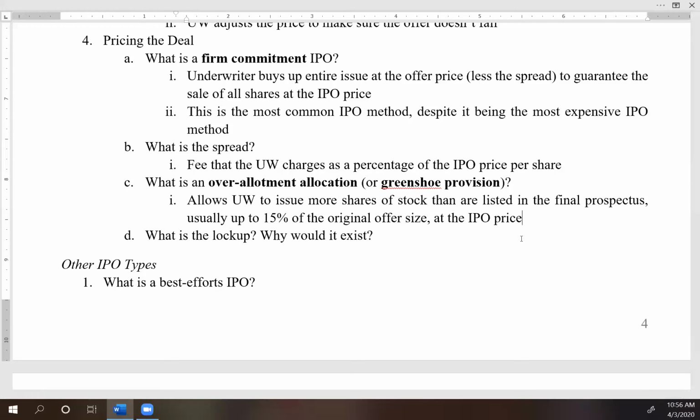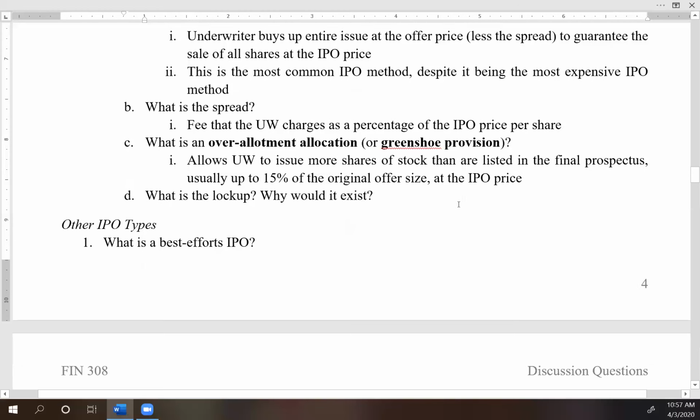So there's debate as to who this benefits the most. The underwriter does have the incentive to issue more shares so that they can collect the spread. But in many cases, that's part of the price of doing business. The firm knows that that overallotment allocation is there when they're going through the issuance process.